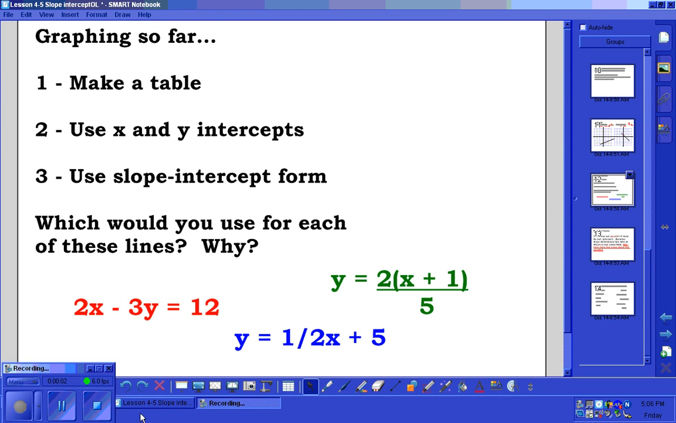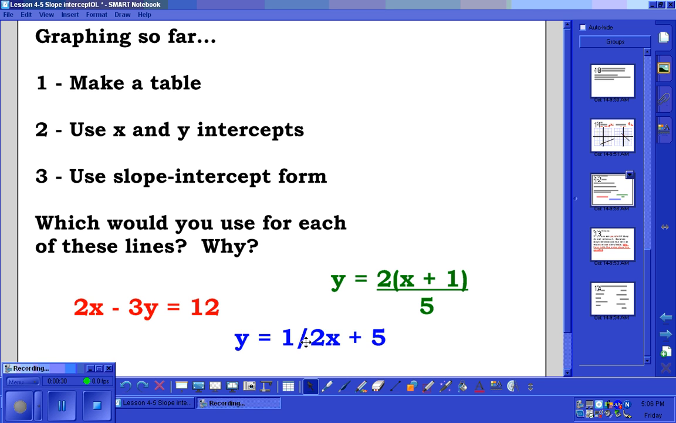Okay, finally, a couple of extensions and other little pieces of information that you ought to know from this section. All right, ways that we have graphed so far. We started off graphing by just making x, y tables. Then when we talked about intercepts, we also learned that we could use intercepts to make a graph. And then finally in this section, we've also now used slope-intercept form. Take a look at each of these equations and see if you can tell what the best method is to graph each of these lines.